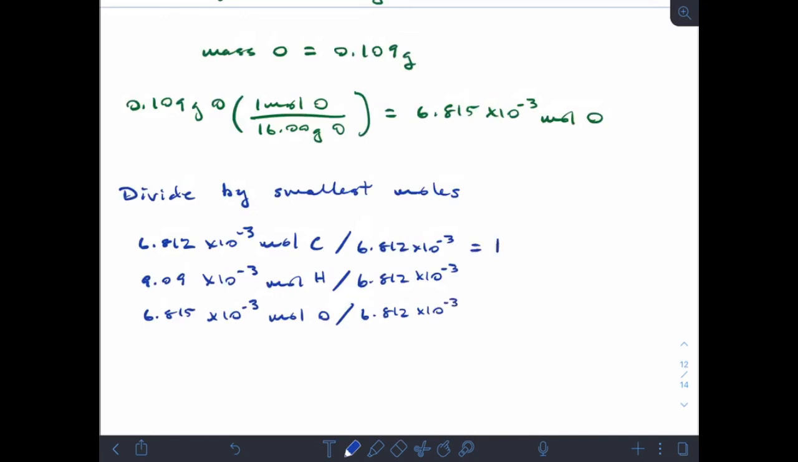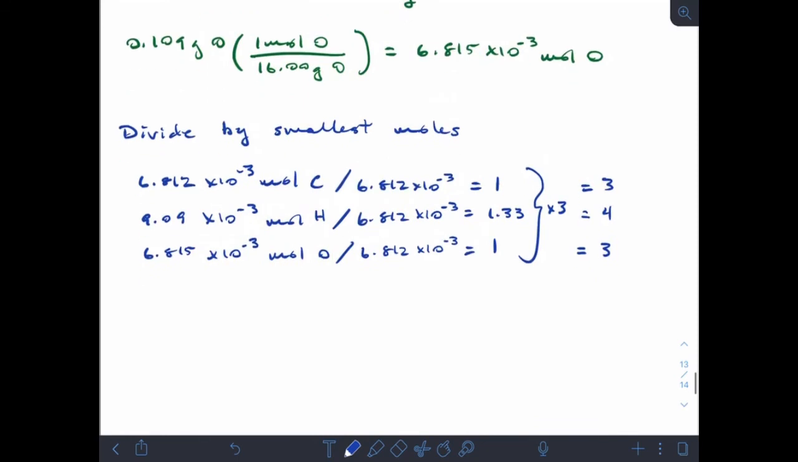And we end up with a 1.33, and a 1. All right, so I need them all to be whole numbers. So I'm going to multiply all by 3. And I'm going to end up with a 3, a 4, and a 3. All right, so our empirical formula comes out to be C3H4O3.